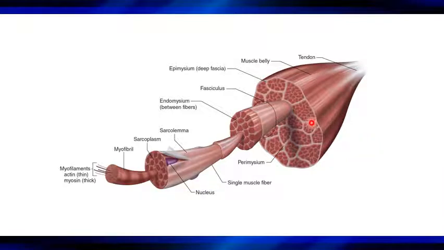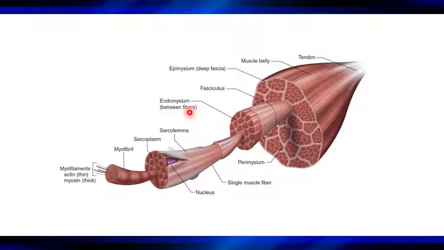Deep to that is what's called the perimysium. So you see the perimysium in here. If you look at this picture and the way it breaks down, the perimysium surrounds what's called a fasciculus. A fasciculus is a group of individual muscle fibers. So all in here are individual muscle fibers inside the perimysium, and in between those fibers is another layer of connective tissue called the endomysium.